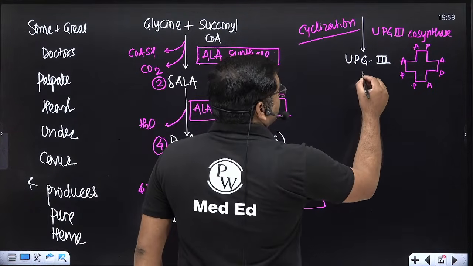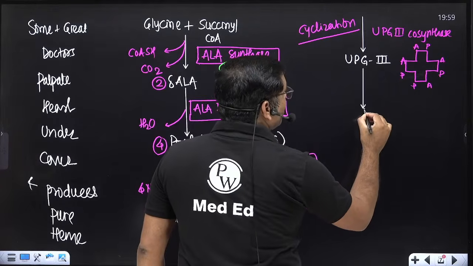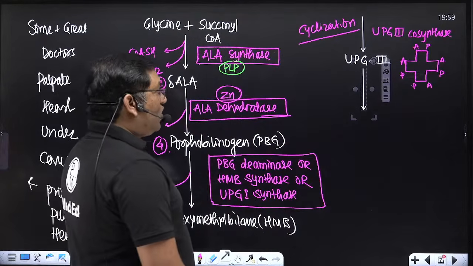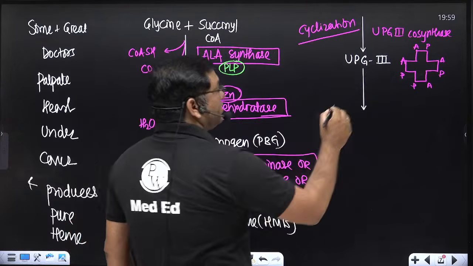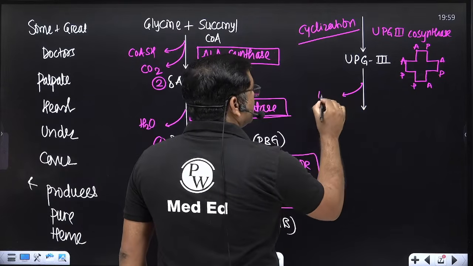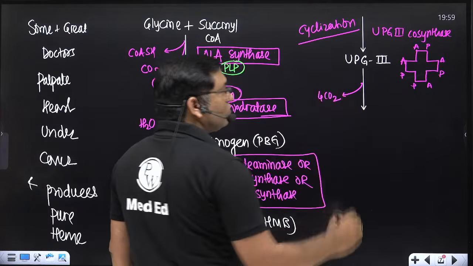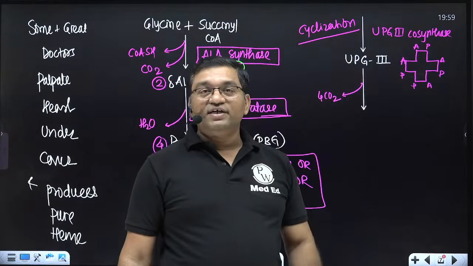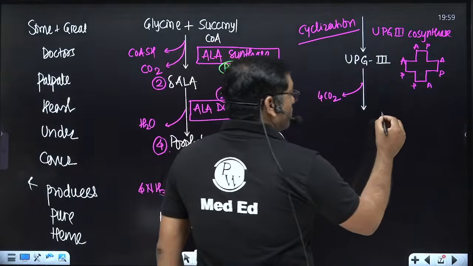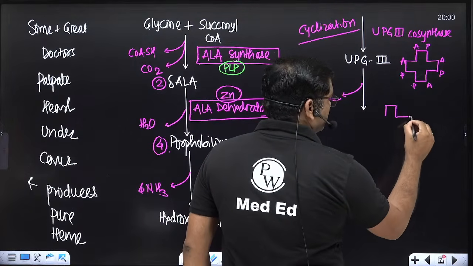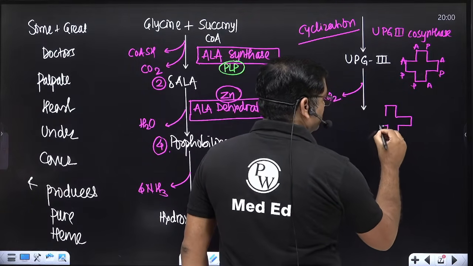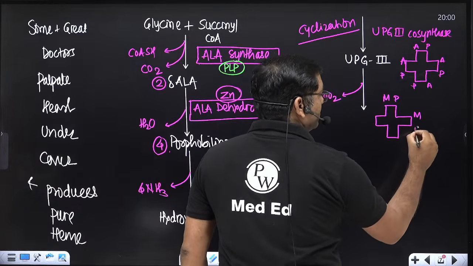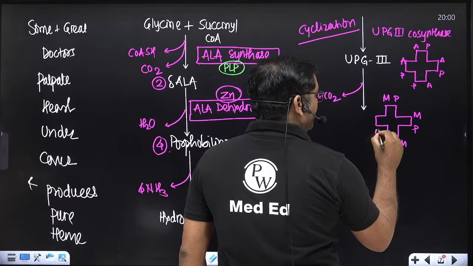Now this is uroporphyrinogen decarboxylase enzyme. On decarboxylation, there is release of 4 molecules of CO2. Here these acetyl groups are converted into methyl groups. So this is the product here. So here MP, MP, MP, PM.